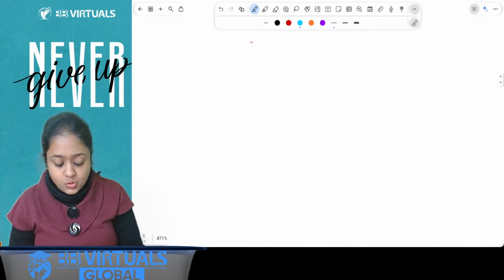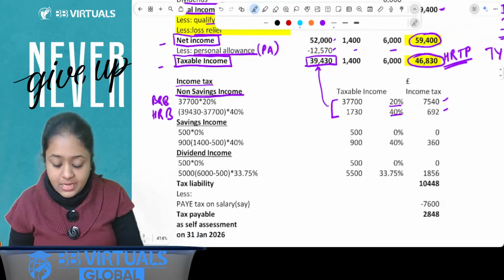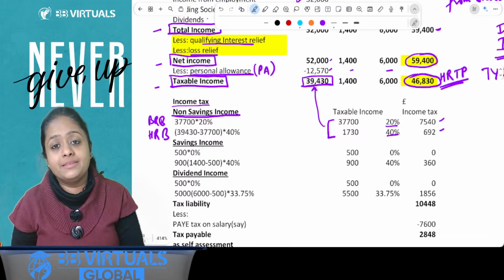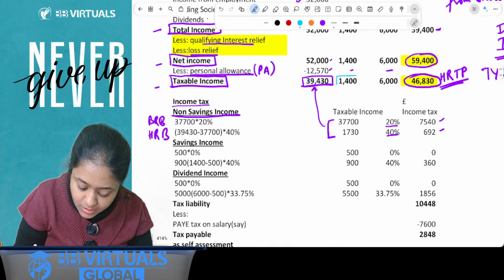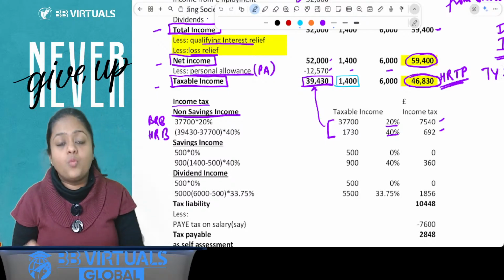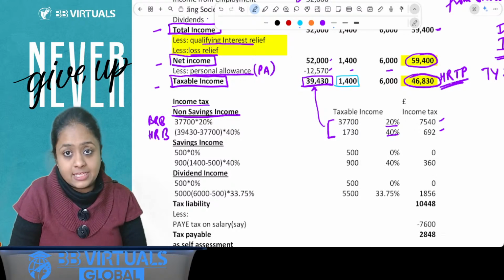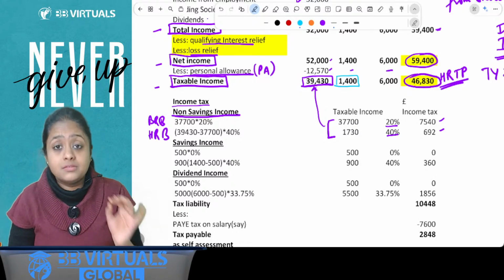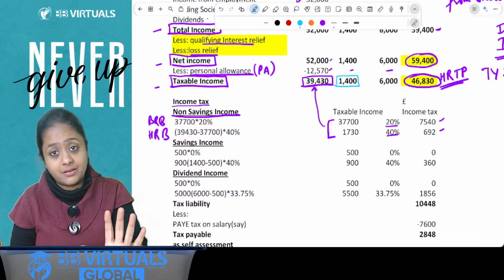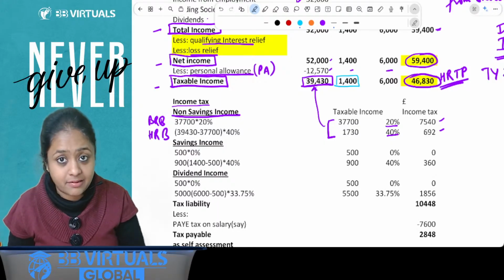Now, let's do the taxing here in our question. So in our question, let's apply the nil rate bands. The savings income is only 1,400. What is the category of the taxpayer? He is a higher rate category taxpayer. That means what is the nil rate band available to him? The savings nil rate band of 500, right? Because for a higher rate taxpayer, only 500 is allowed as a nil rate band.